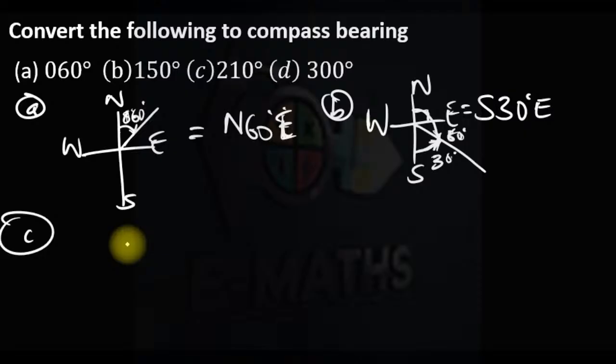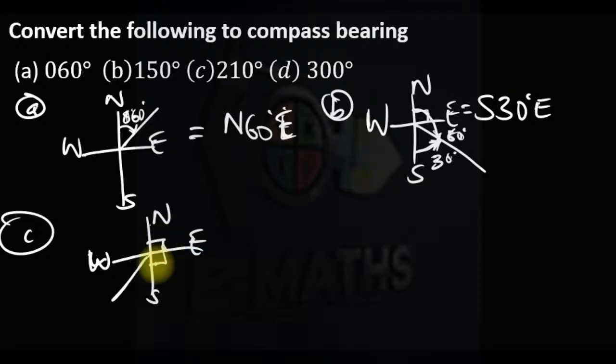Why the C part, we'll draw north, south, west. So 210 should be here. This is 90, 90. That's 180, remaining 30. So this is 30. So again, you notice that if I start from south to west, the angle I will get will be less than 90. So the actual answer is now south 30 degrees west.